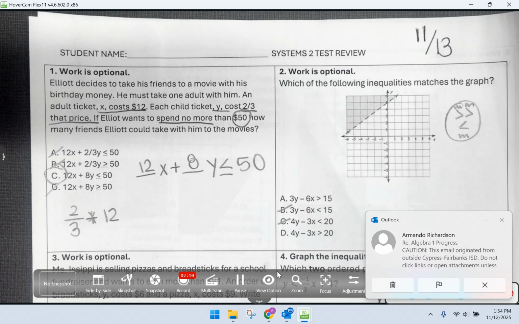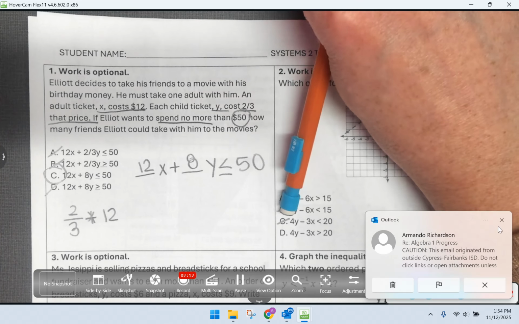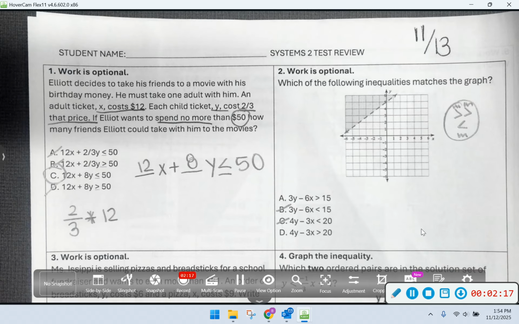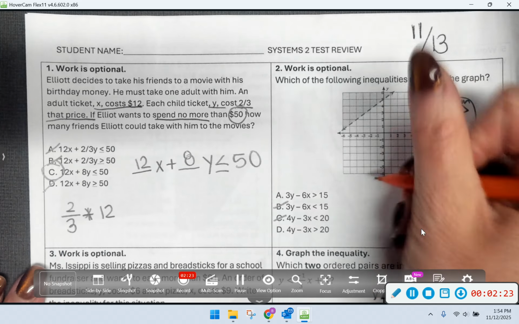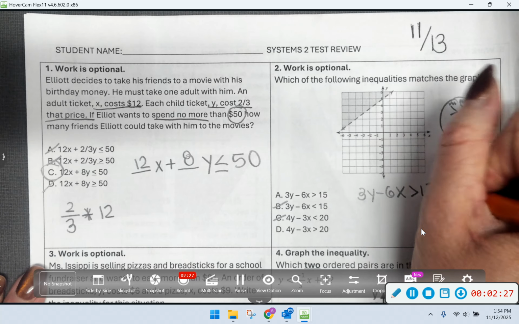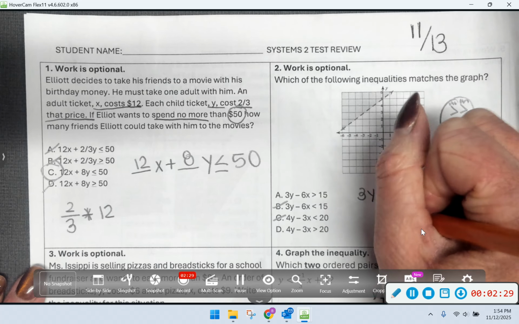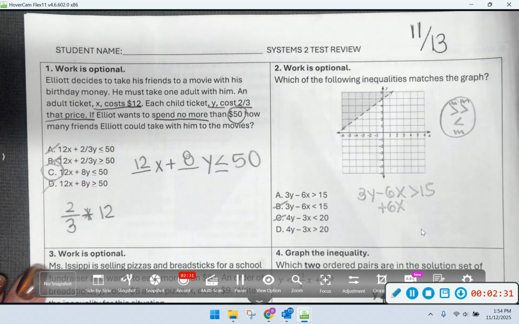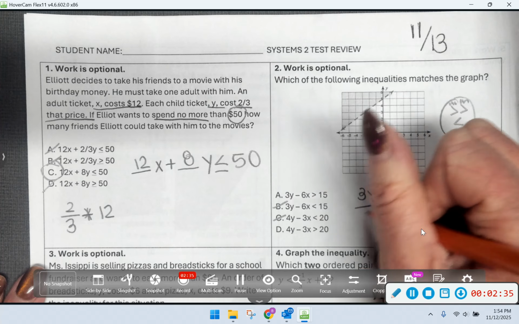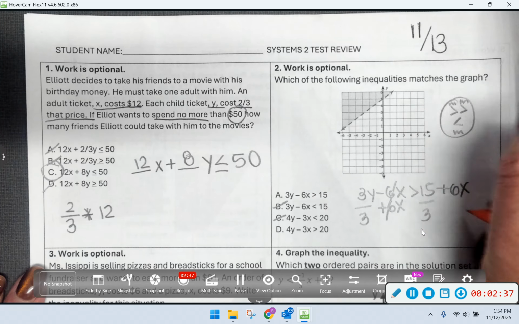Now I'm going to solve for Y for each of these answer choices that I have left to see which one will match my graph. So I have 3y minus 6x is greater than 15. I'm going to move my x. This is tricky. Make sure you're looking at where your x is. And then I'm going to divide everything by what's in front of my y.